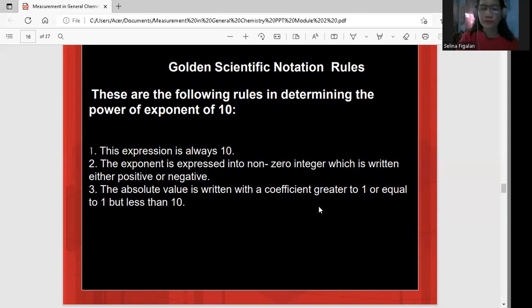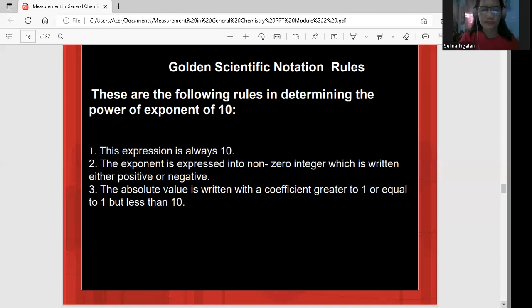So, for example, if the given is 23, you make it 2.3. Okay, the rule says greater than 1 but less than 10. For example, if the given is 1.25, that is already correct because 1.25 is less than 10. But if it is 11, you should make it 1.1. Why? Because 11 is more than 10.